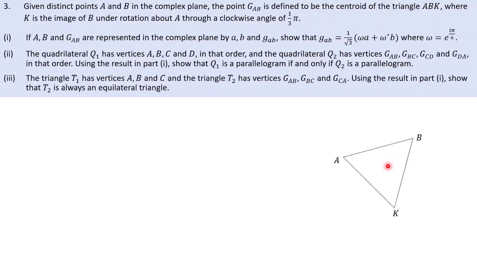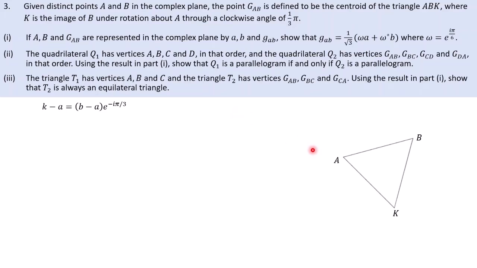Okay, so for part 1, if A, B, and G are represented by the complex numbers A, B, and G, show that G is given by 1 over square root 3 times omega A plus omega star B, where omega is e to the i pi over 6. Okay, so actually this is just a direct test of your complex numbers understanding.